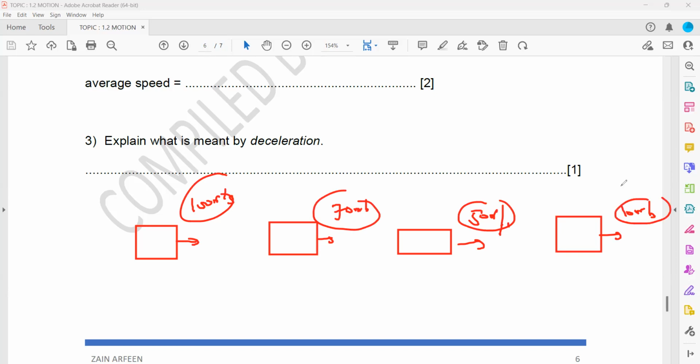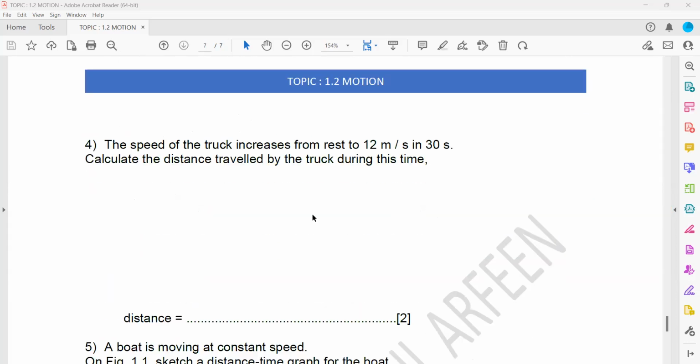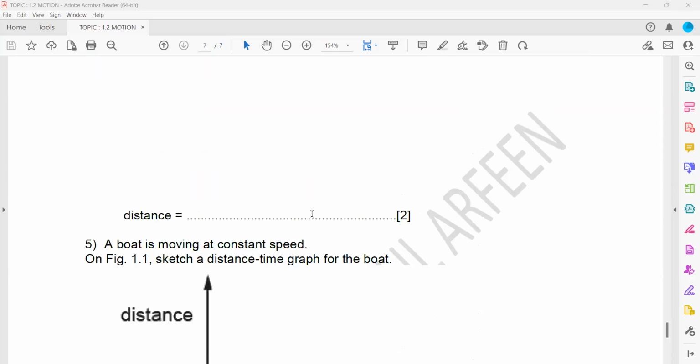So there is a difference between a deceleration and decreasing acceleration. Decreasing acceleration means that the speed is increasing, but the change is decreasing. Where deceleration means the speed is also decreasing.